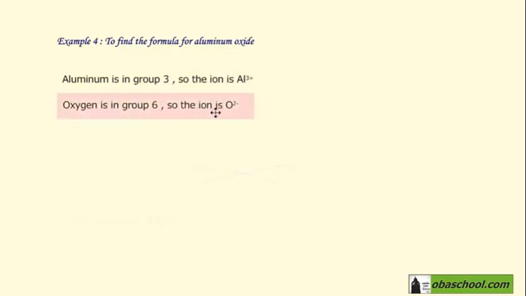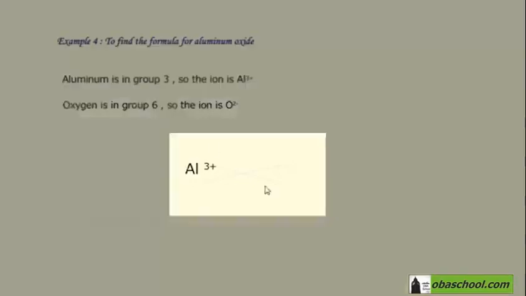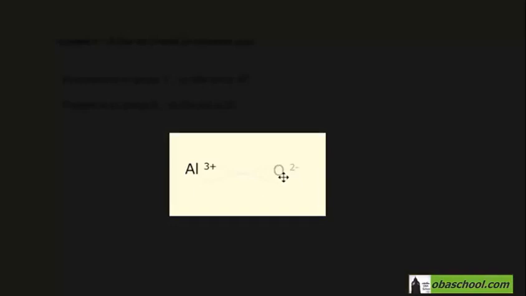Oxygen is in group 6, so the ion is O2-. So we have Al3+ and O2-. They have different charges, so let's use the crisscross method to find the formula, and it is a very easy method. We have Al3+ and O2-.